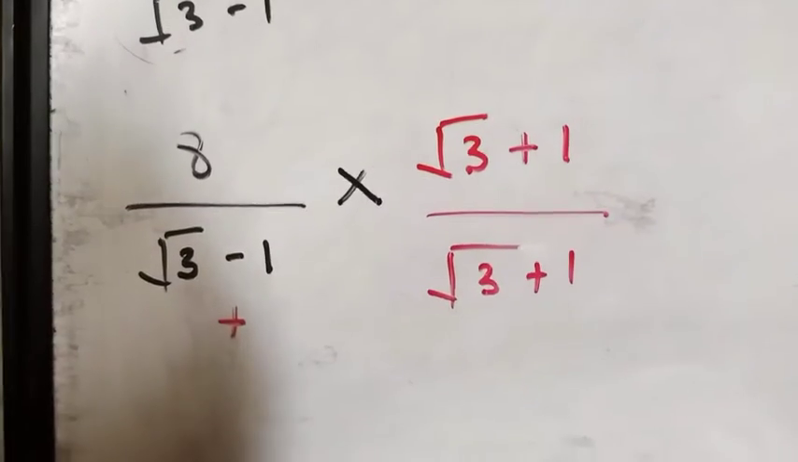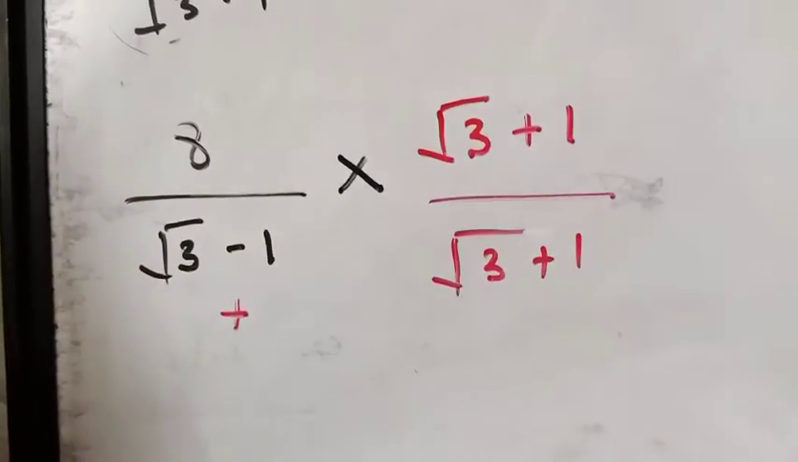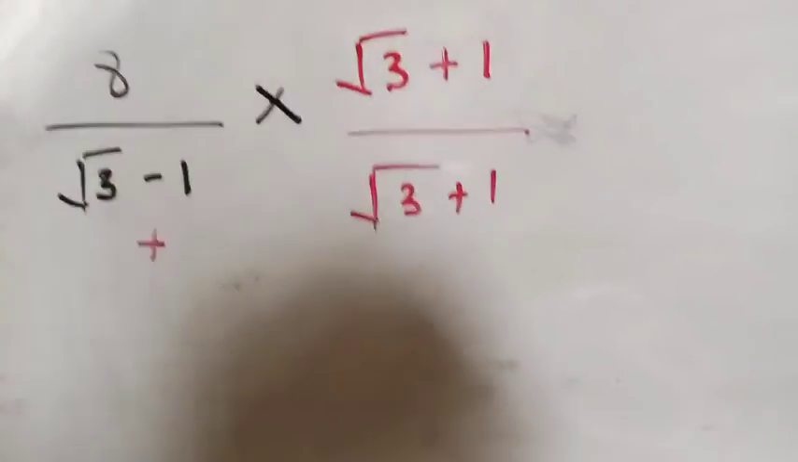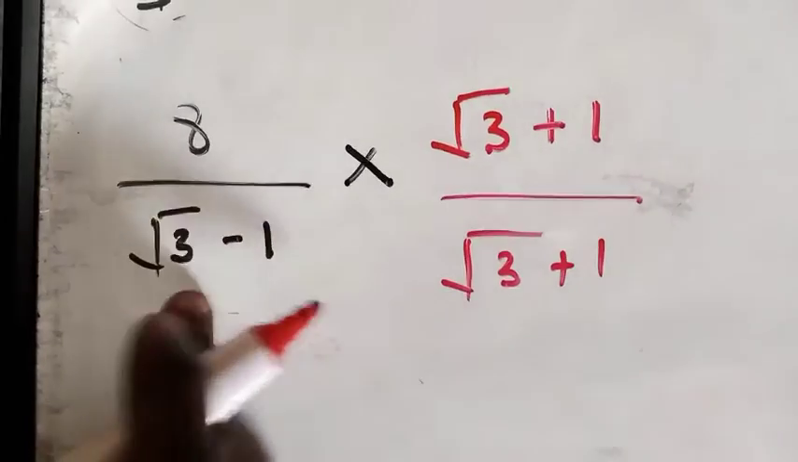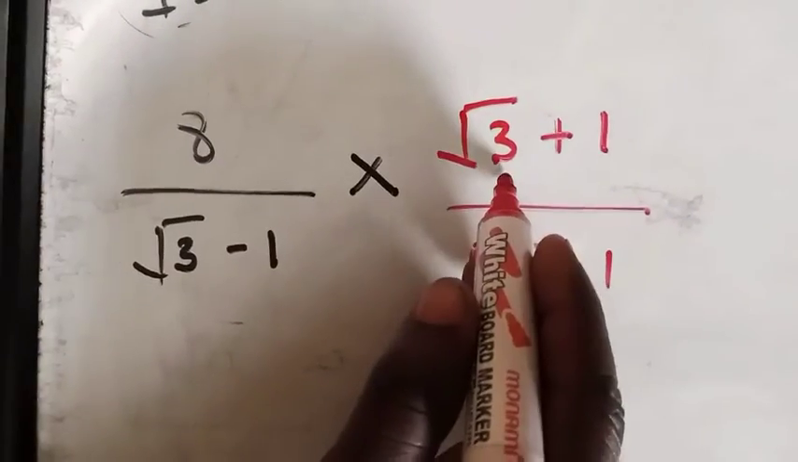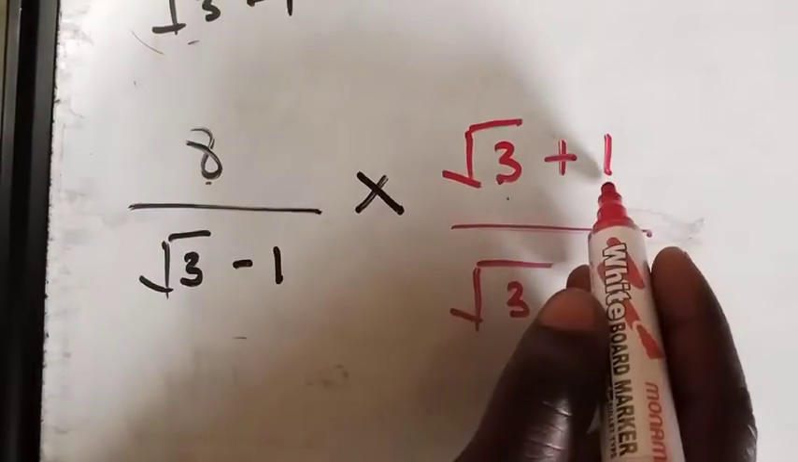Now the key here is to know how to multiply. If you have something like 2 multiplied by (x plus 1), remember that this 2 is going to multiply the x as well as the 1. Is that okay? The same thing is happening here: the 2 has to multiply the root 3 as well as the 1 here.